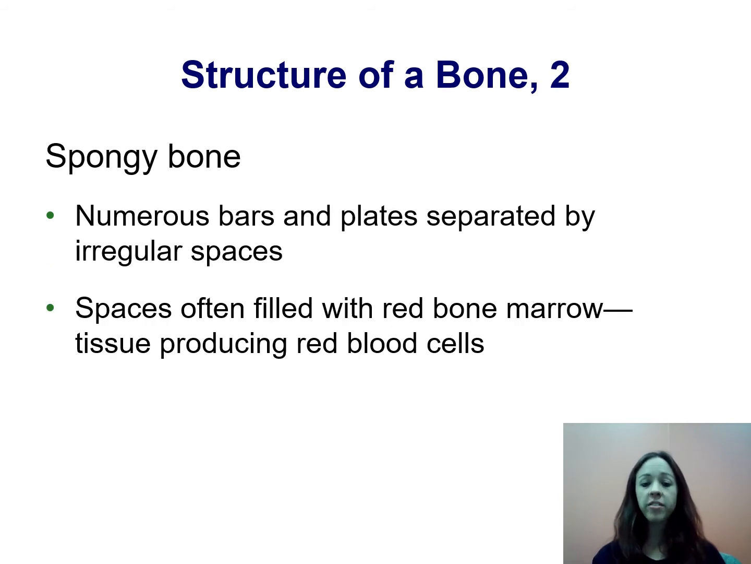The spongy bone found at the end of the long bone is made up of many bars and plates that are irregularly spaced. In between these plates and bars is red bone marrow, which creates red blood cells. This is very similar to the white bone marrow, which creates white blood cells.